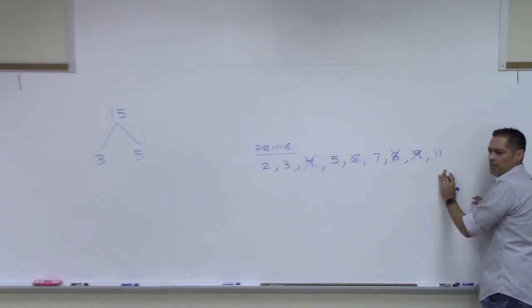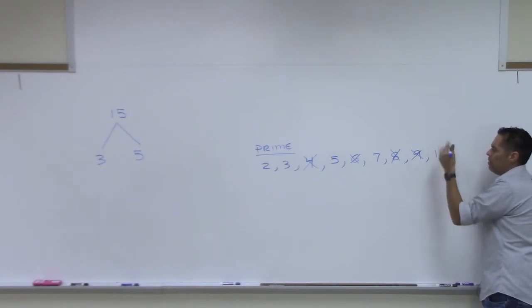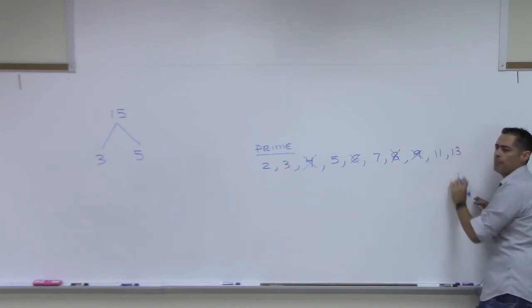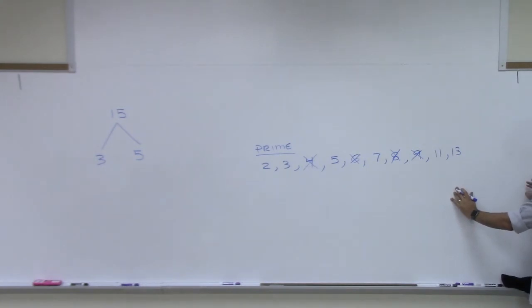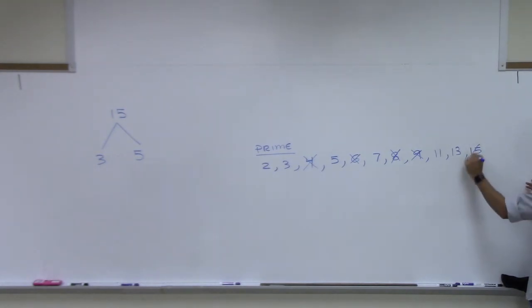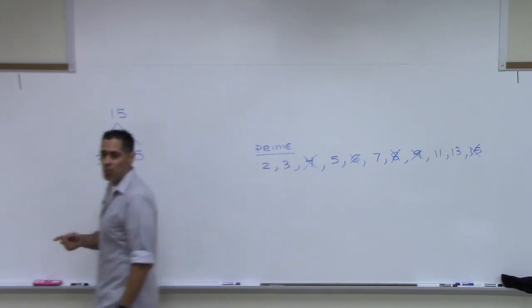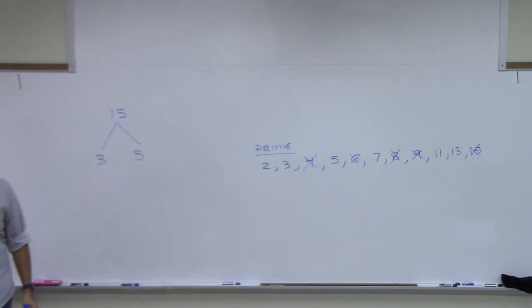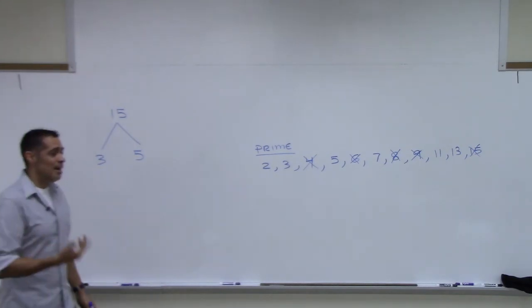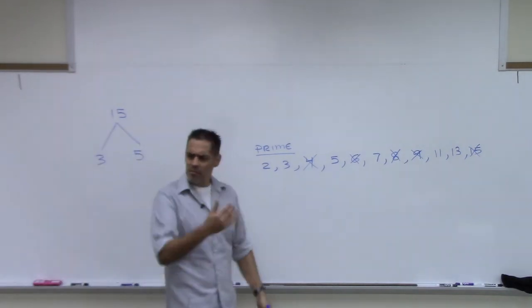It is only divisible by itself and 1. 12 we already know is not. 13, prime. 14 we know isn't. 15? Well, you can divide 15 by 5 or 3, so that doesn't work, right? 17 is prime, 19 is prime, 21's not prime, 23 is prime, 25 is not prime, 27 is not prime, 29 is prime. So we could keep going through this.